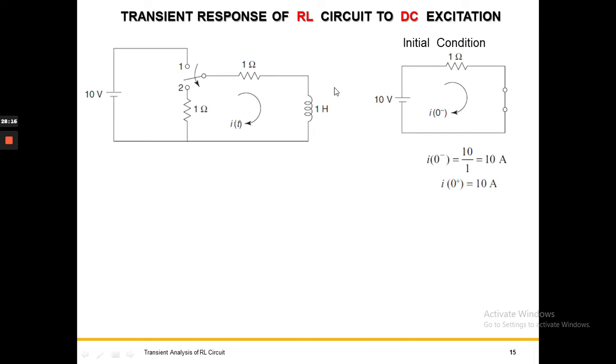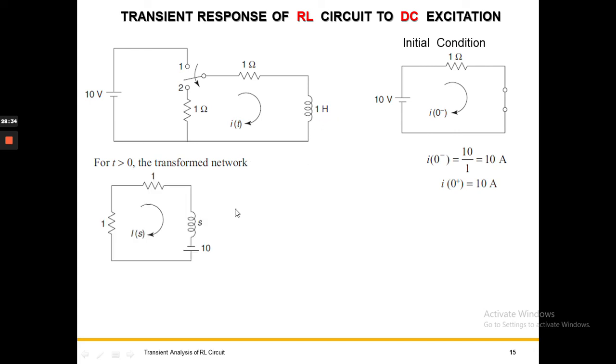So then you have to replace this network into the frequency domain after t is equal to 0. Okay, at time t is equal to 0, transform this network into the frequency domain with the initial current through the inductance. Okay, so the switch is at position 2. So this 1 ohm and this 1 ohm. Inductance value is L into S. L value is 1 Henry. Okay. You have to see that inductance value should be in Henries. If it is millihenry or microhenry, you have to make it into Henries.